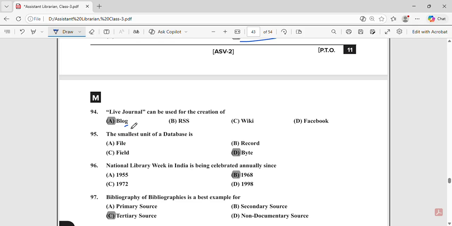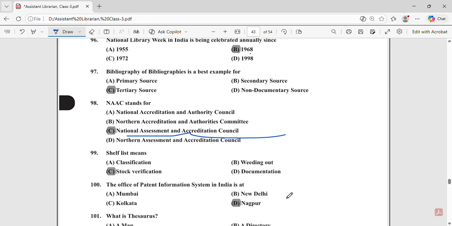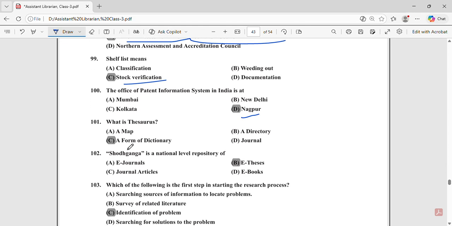That is Z39.50. LiveJournal can be used for the creation of blogs. The smallest unit of a database is byte. National Library Week in India is being celebrated annually since 1968. Bibliography is the best example for the tertiary sources. NAAC stands for the National Assessment and Accreditation Council. Self-list means stock verification. The Office of Patent Information System in India is at Nagpur.